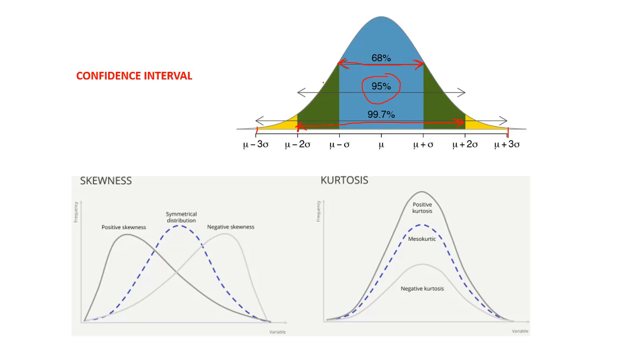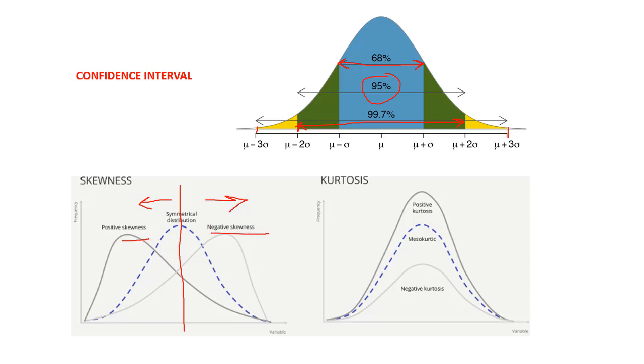So skewness, if it is positive skewness, it will shift towards left. If it is negative skewness, it will shift towards right. And this is the symmetrical distribution. So deviation from the mean is the skewness. If more readings are coming in this region, then it will be positive skewness, and if it is coming in this region, then it is negative skewness.